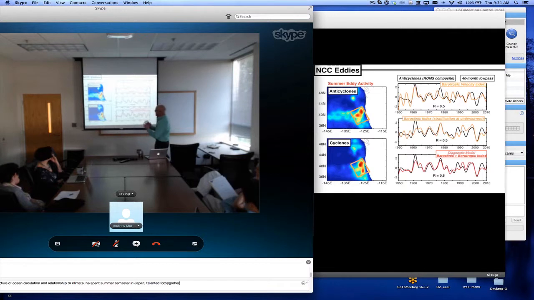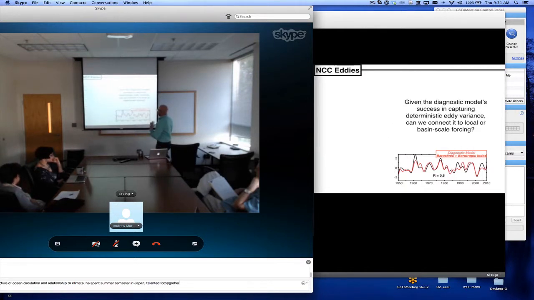So we think that there is a component that is barotropic, which comes from shearing. We think that there's a component that comes directly from stratification about the undercurrent. But given its success in capturing this variance, can we connect it to either local or basin scale forcing, to get back to the major problem of the thesis?